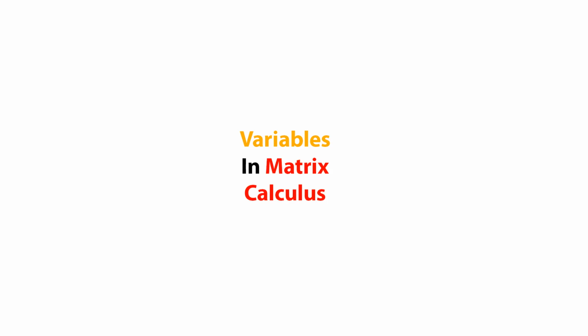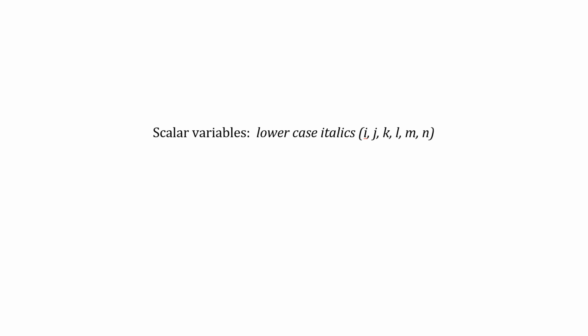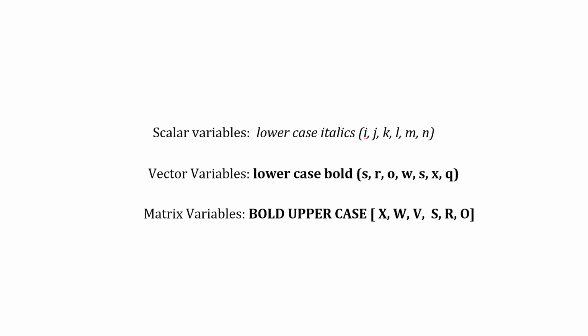Okay, so let's talk about variables in matrix calculus. First off, there are three kinds of variables in matrix calculus. The first type is scalar variables. These don't have any indices because there's only one element in a scalar. The second kind of variable is vectors. Vectors only have one index and have multiple elements. And last, there are matrices. Matrices have many elements that are indexed by two indices.